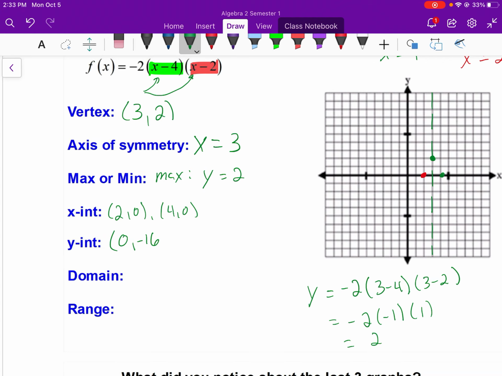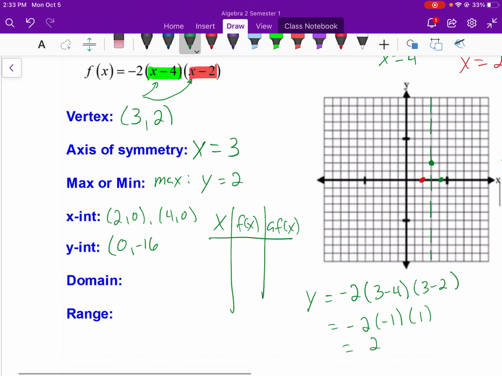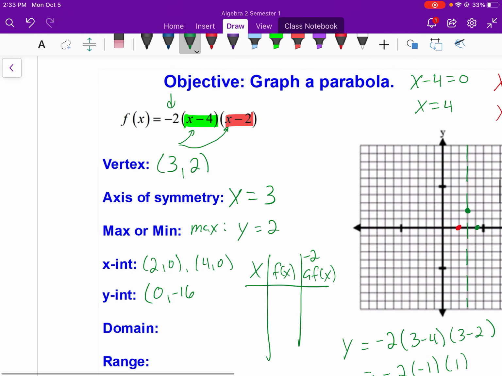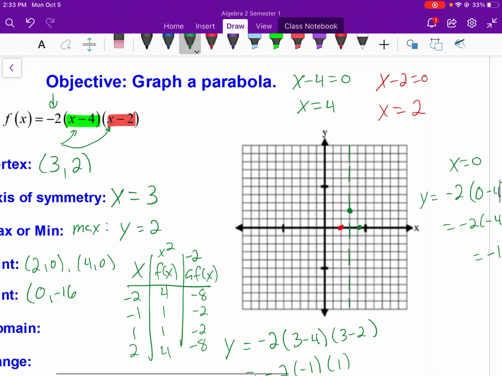Okay, now we just need to find 2 more points. So doing our table. Again, this is just dealing with that a value, and this a value is still that -2. That a value is always the number that comes first in the equation. So -2, -1, 1, 2, squaring those values, 4, 1, 1, 4, and multiplying that column by -2, -8, -2, -2, -8.